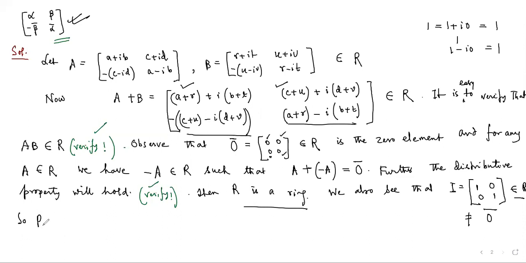So R is a ring with identity 1 not equal to 0, that is, I not equal to 0 bar. So we have proved up to this.